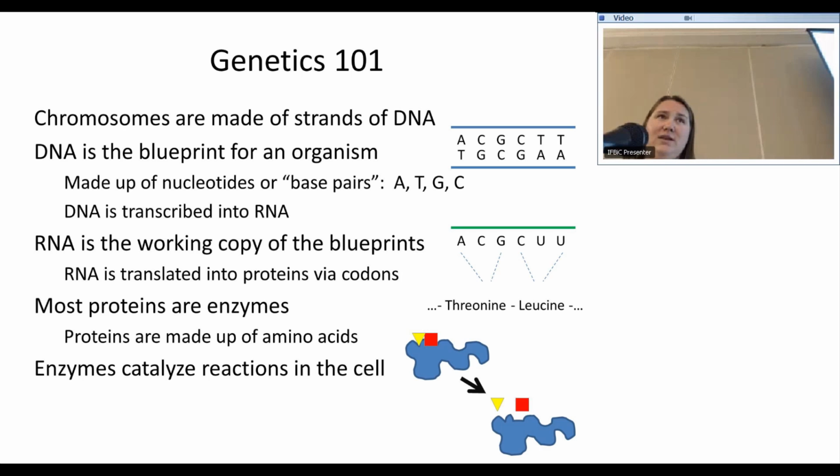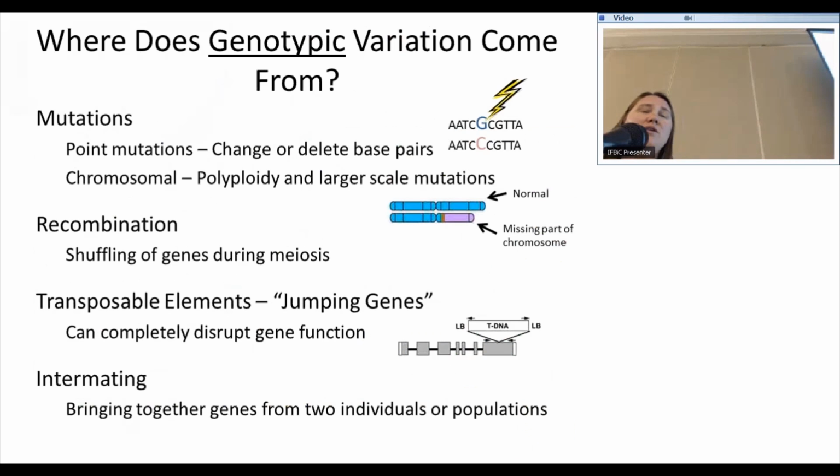So these are the concepts we need to think about during all this workshop. So one of the questions is, where does genetic variation come from in the first place?